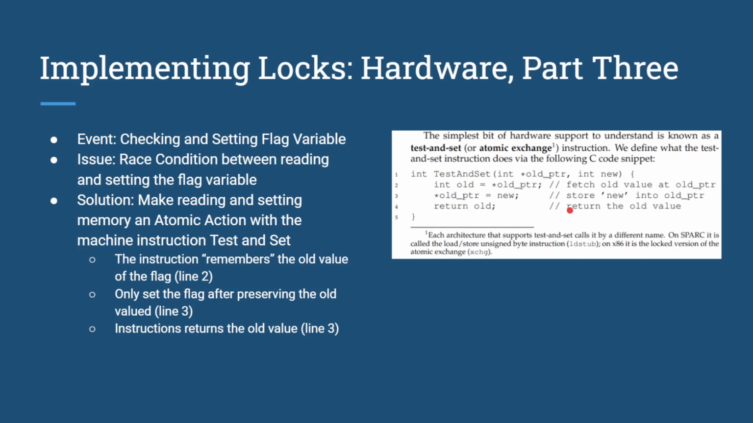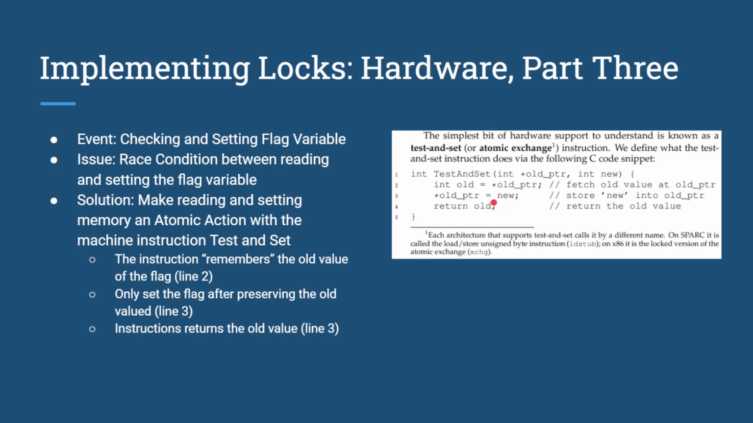So let's try another hardware solution. Instead of just disabling interrupts, let's create an instruction in hardware. This hardware instruction does 2 operations at once. The first operation it does is it preserves the old value of a particular flag variable. So it's saving the flag variable. In this case, it's 1 or 0. It is then storing the new value. So it is both reading and writing to this old pointer variable here within one instruction. And then it returns the original value.